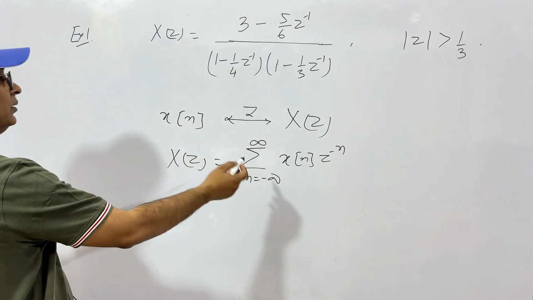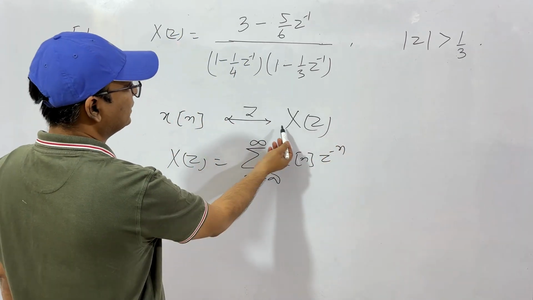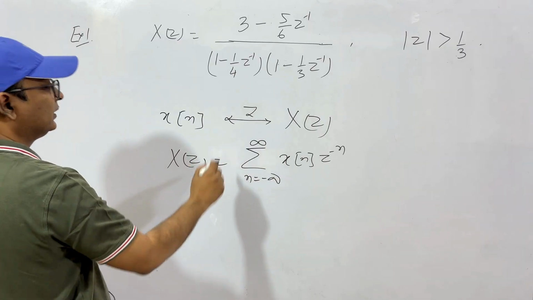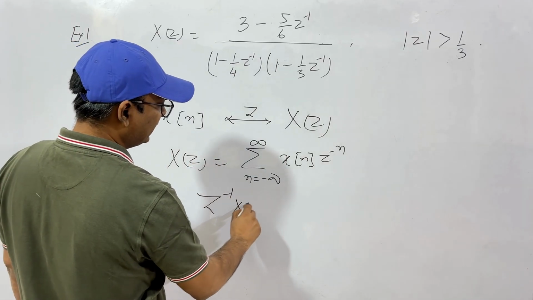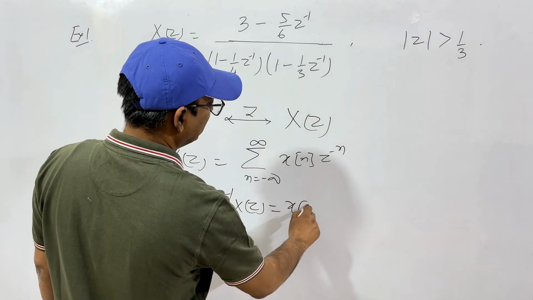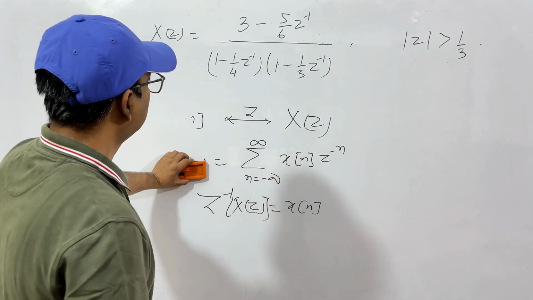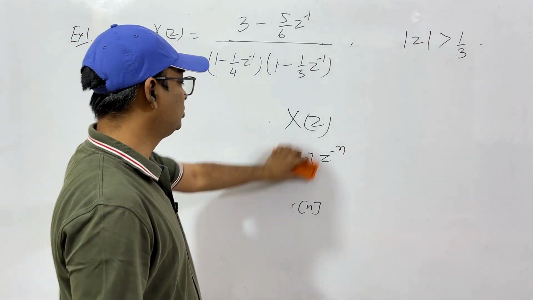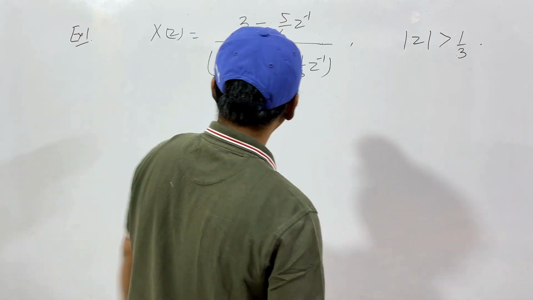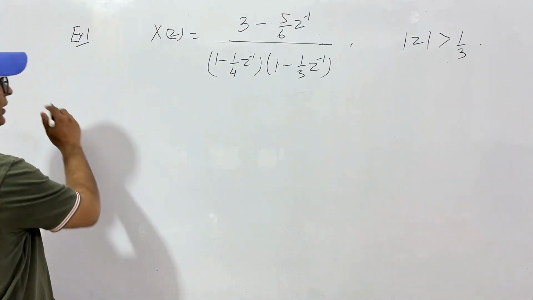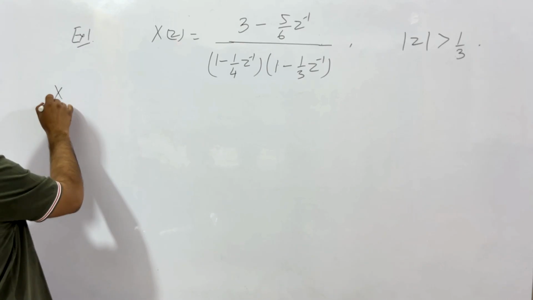This is the transformation, and this is the inverse transformation. That is, the inverse Z transform of X(z) is x[n]. Simple. So how do we do that? That we have to understand. So let's start with our first example. This we will do by using the partial fraction method. See, how can we expand this function?